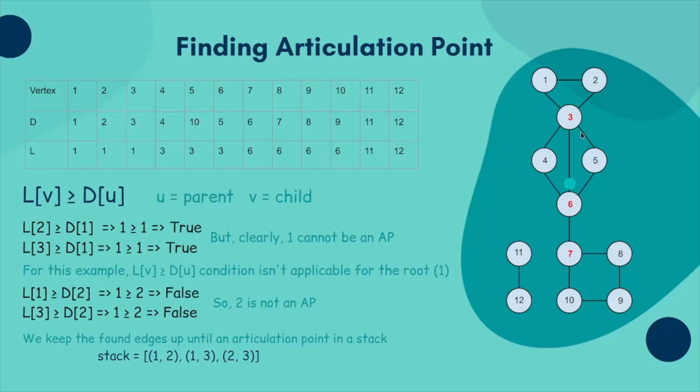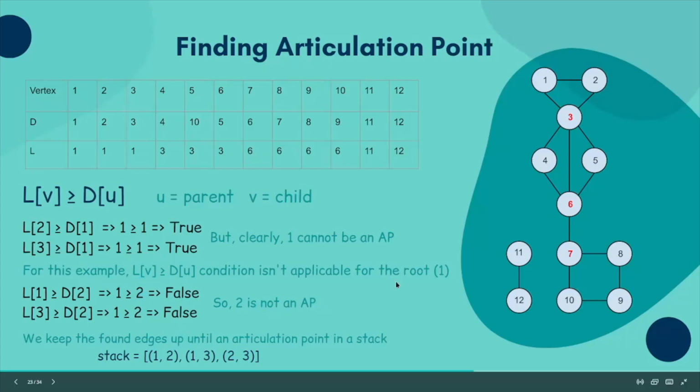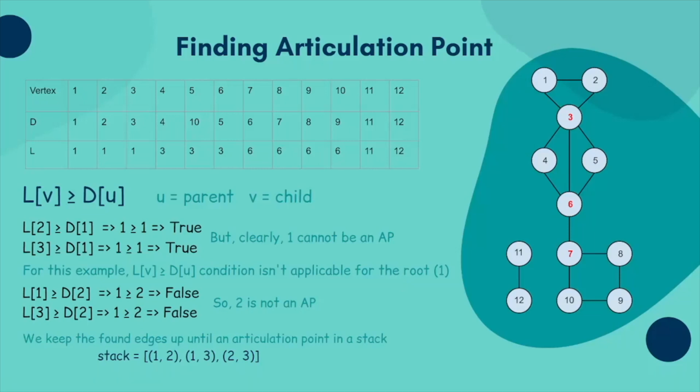Also, if we look into the other node, which is 2, here we can see that the low value of this node's child 1 is less than the discovery time of this node. This is why 2 is not an articulation point. We keep the found edges up until an articulation point in a stack. Here we can see that until now in the stack we have the edges 1-2, 1-3, and 2-3.